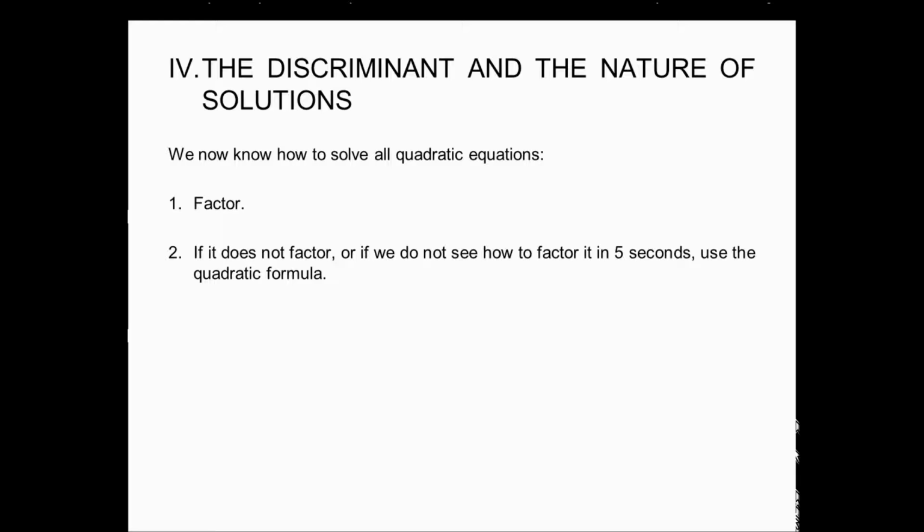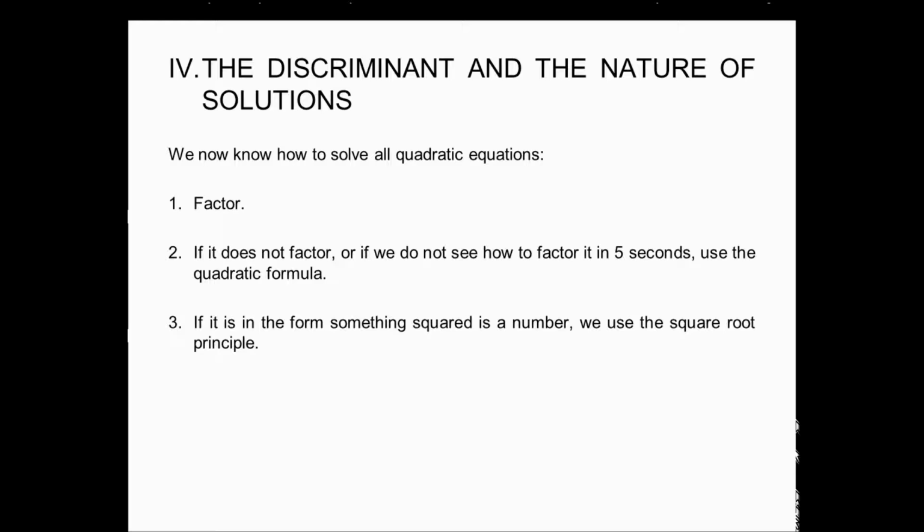Now, the one time you wouldn't use the quadratic formula, even though it still will work, provided you put it in general form, is if it is in the form something squared is a number. Use the square root principle. That would be faster, because if something squared is a number, you'd have to square it out, set it equal to 0, and then try to use the quadratic formula. Whereas if you have square root, you're done fairly fast.